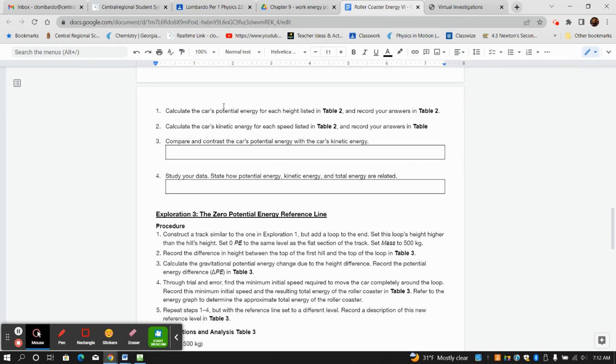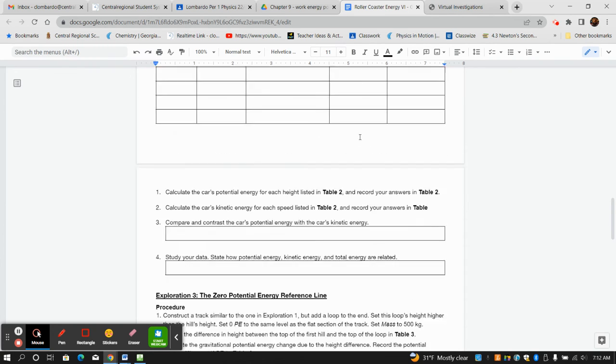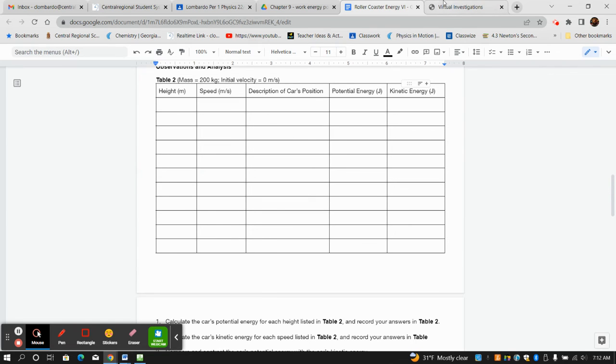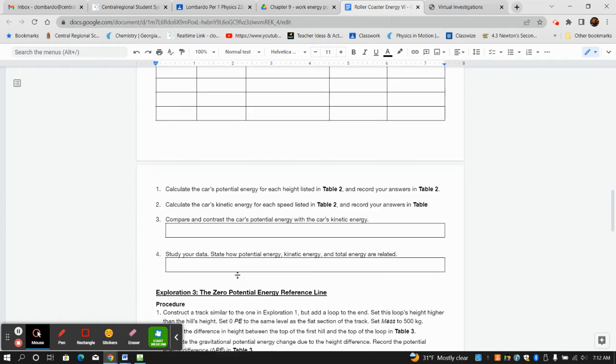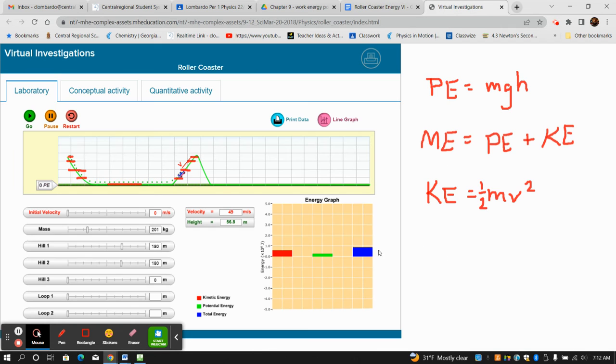And then from there, calculate your potential energy and your kinetic energy, again using the equations that I listed here. That's what you're going to need to do. Then compare and contrast the car's potential energy with its kinetic energy. Again, what you should see, guys, is that as kinetic increases, potential decreases.